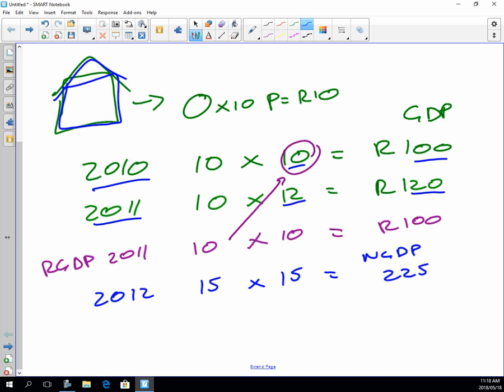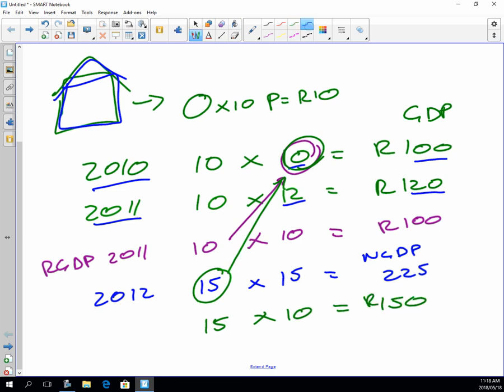To calculate our real GDP, on the other hand, what we need to do is, as I said before, take our quantity that was produced in the new year, but we still need to multiply it by the price in the first year. So in this case, 15 times 10, 150.